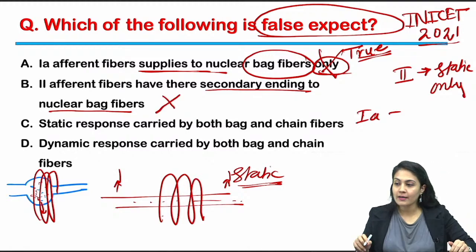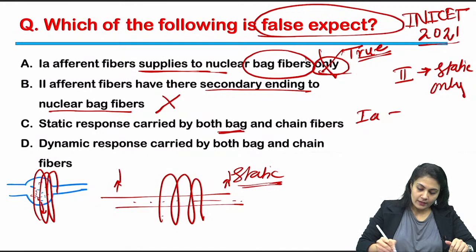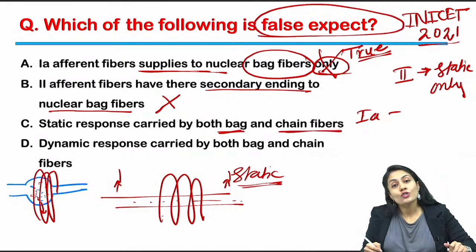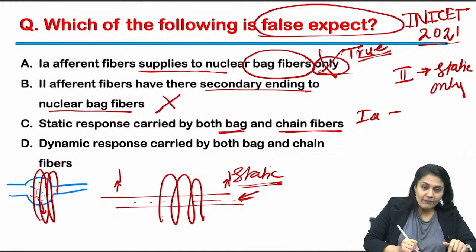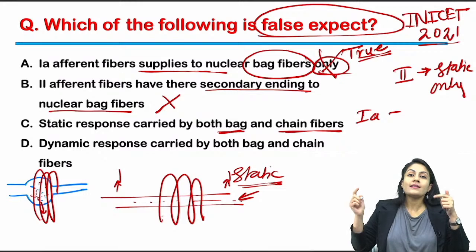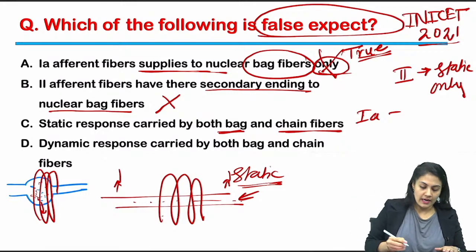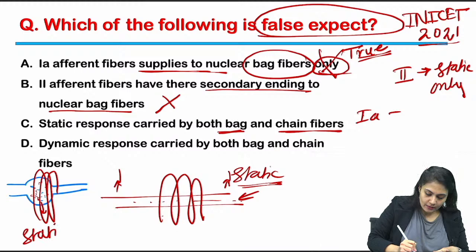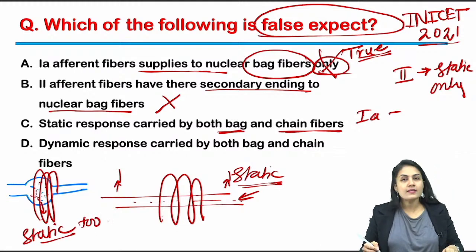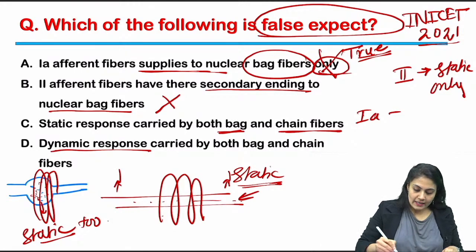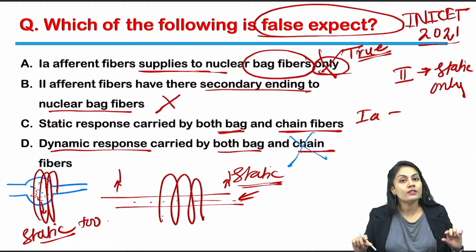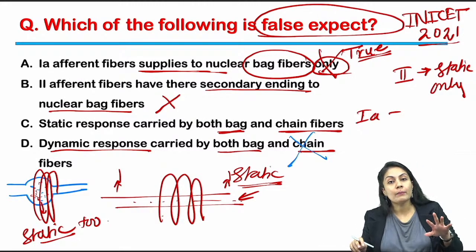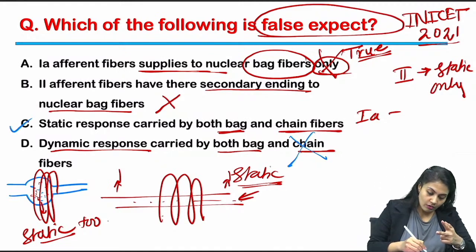Static response carried by both bag and chain fiber. Now that is true. Static is sensed by this, and I told you the dynamic fibers are said so because they sense dynamic mainly. But understand, they can sense the static too, right? Dynamic response carried by both bag and chain fiber. No, the chain fiber cannot sense this dynamic response. It is only for the static. But remember, the bag fiber can sense both things. So this is right.